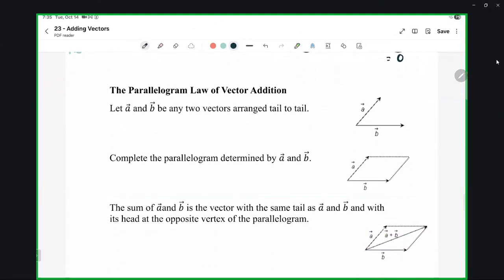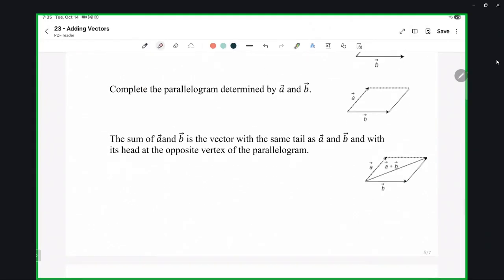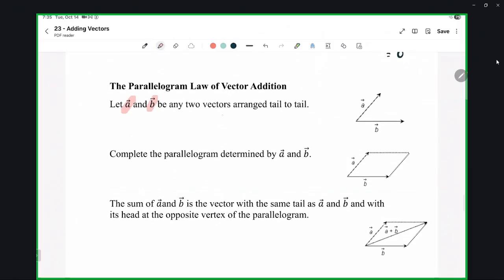So the book goes into some more detail about the parallelogram law of addition. So this is where we are a bit more formal. So we let vector A and B be any two vectors arranged tail to tail. So maybe I should write vector B in green.